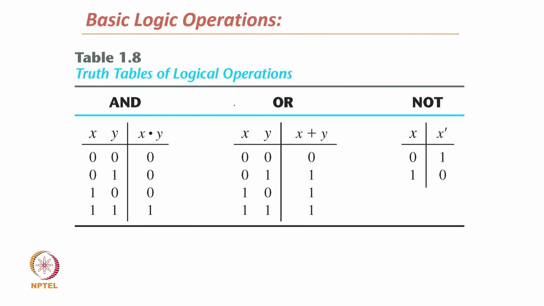When we have these basic logic operations, what does it mean? For example, we have an AND gate, which is nothing but a combination of PMOS and NMOS. Then how do we specify the output versus input for this AND gate? That is given by this table, which is called the truth table of logic operations. This AND gate has two inputs x and y, and the output is x dot y, which is the AND of these two variables.